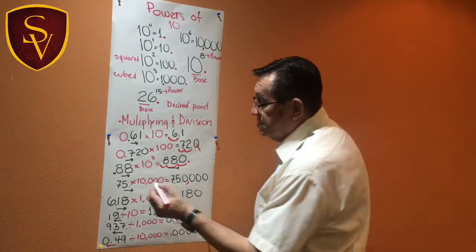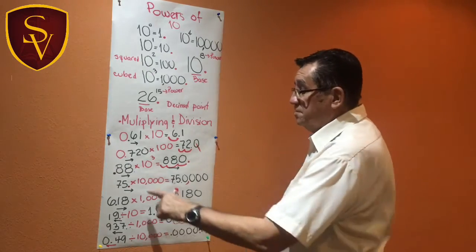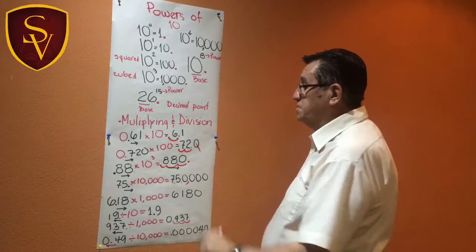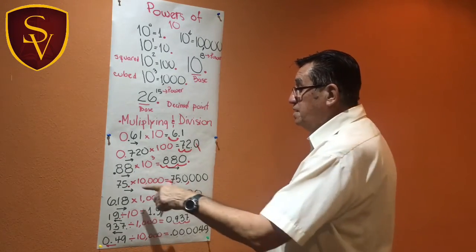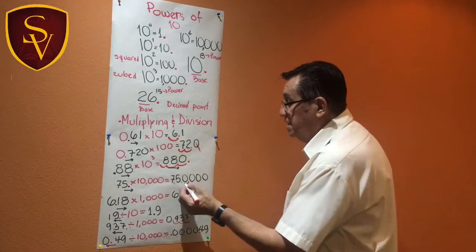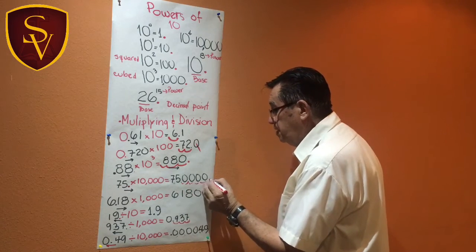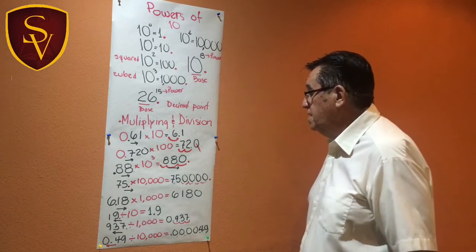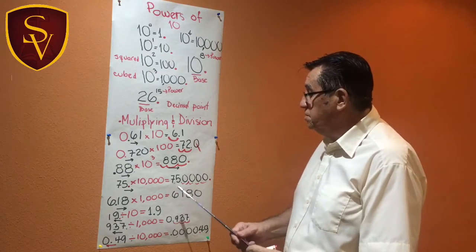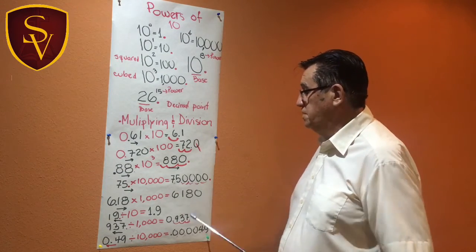75 has the decimal point here. It's not written. And it's multiplied by 10 thousandths. That means that I will have to move this decimal point 4 places. Here we have 1, 2, 3, and 4. So the decimal point is going to be there. So the final answer is going to be 750,000.